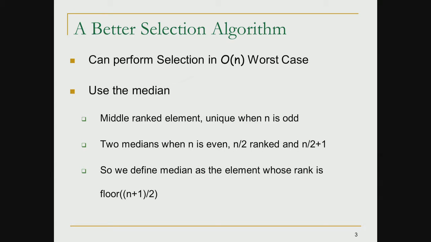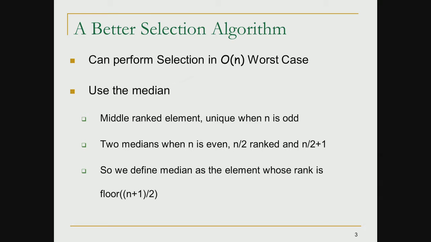If n is indeed even, then there are two medians, the element ranked n by 2 and the element ranked n by 2 plus 1. We define the median to be the element whose rank is floor of (n plus 1) by 2. If n is odd, this is a single element, and if n is even, this is the n by 2 ranked element.